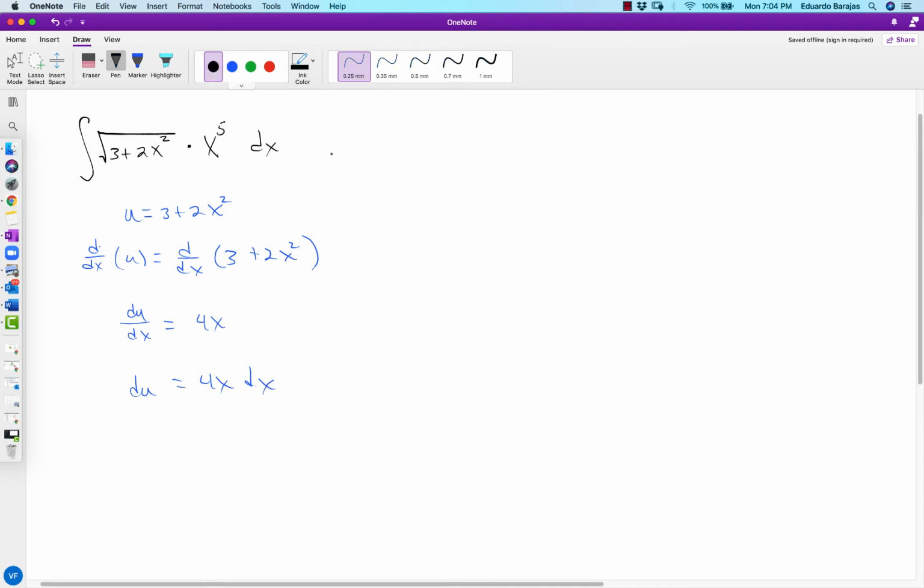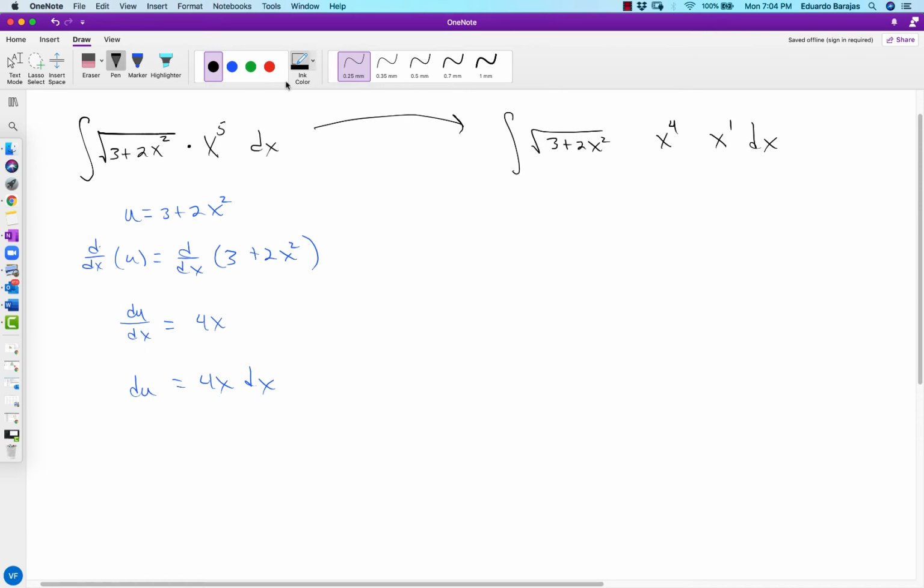Okay, so then coming back over here, I'm going to rewrite this. I get the integral of the square root of 3 plus 2x squared. And now I have an x to the 5th, but I only need one of those x's. There's 5 x's there. I only need one of them to substitute my du. So I'm going to break it up. I'm going to separate the x to the 5th into x to the 4th power and x to the 1st power. That gives you 5 x's. And then I'll have my dx as well.